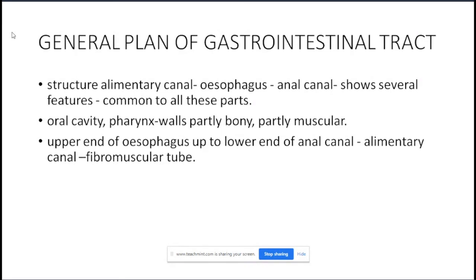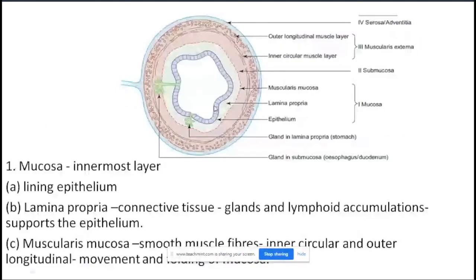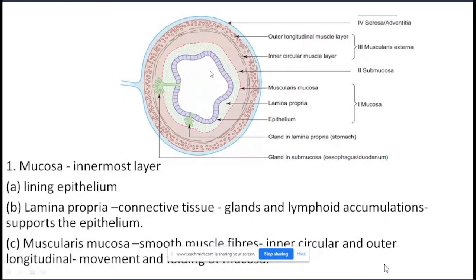Now you can see this is the cut section of this fibromuscular tube. You can see the different layers. 1, 2, 3, 4, 5, 6. These are the histologically different layers of this fibromuscular tube. So what are they? First it is the mucosa, submucosa, muscularis externa and the serosa or the adventitia.